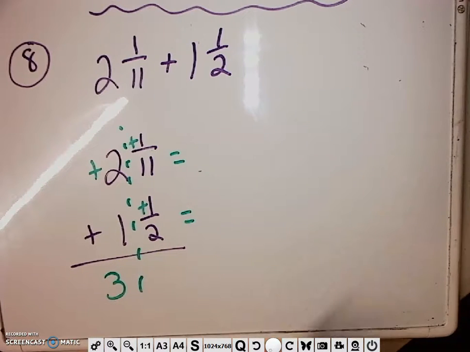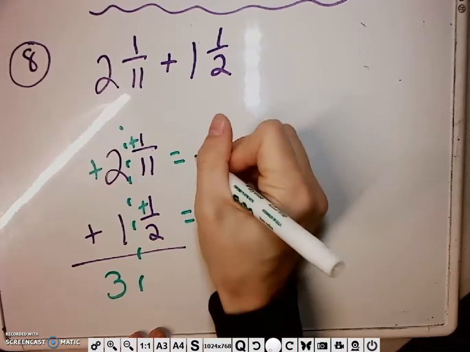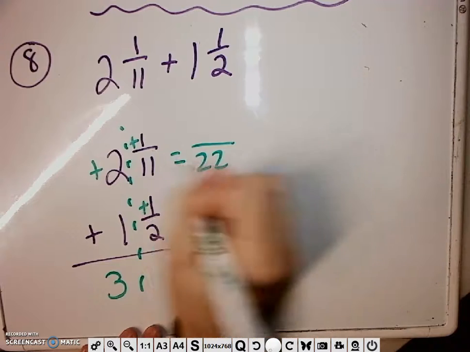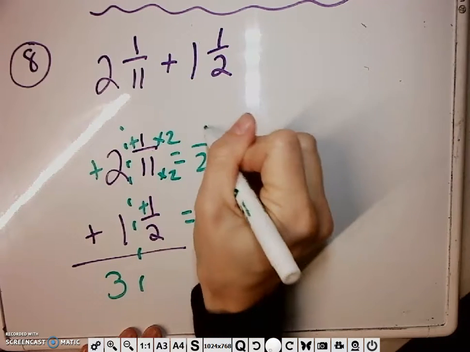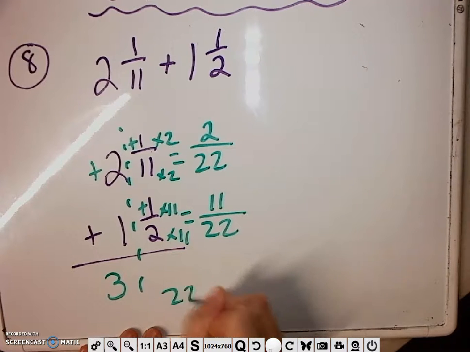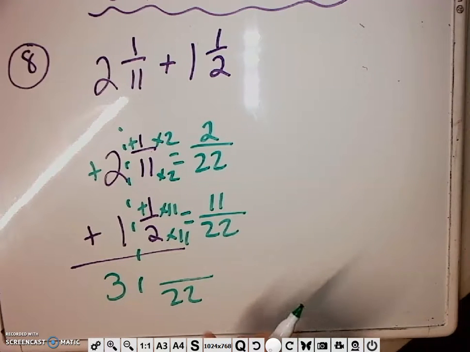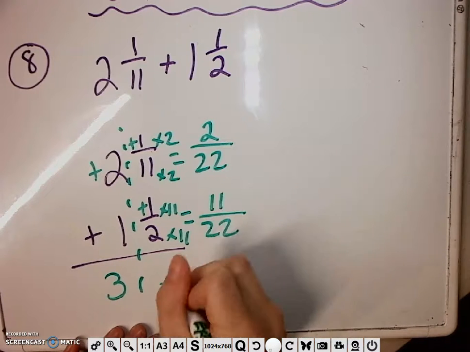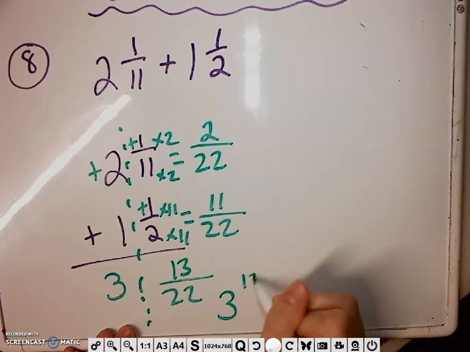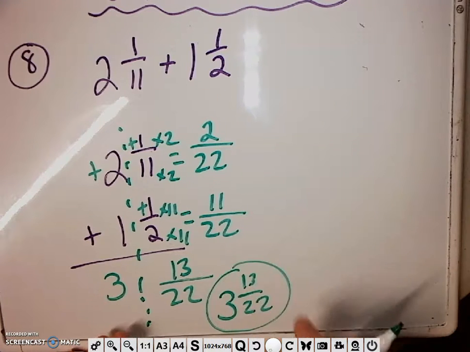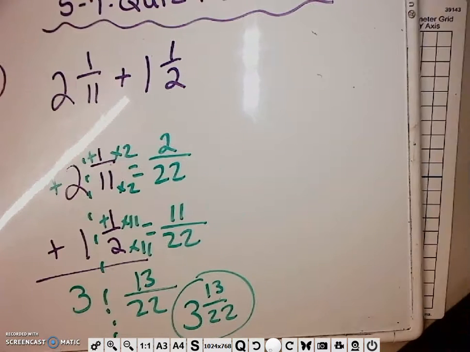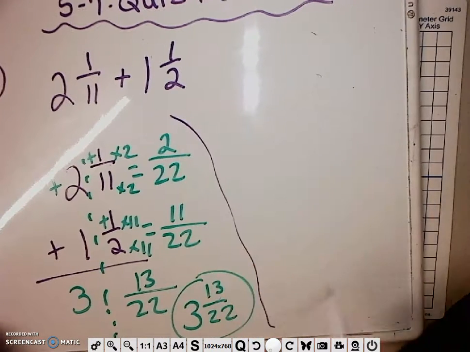And now I come over here and deal with the fractions. So 11 and 2, I have 22 in common as my common denominator. So 11 times 2 gives me 22, so 1 times 2 is 2. 2 times 11, 22, 1 times 11, 11. I write my common denominator and I add together those numerators. So 11 plus 2 is 13. So my final answer here, you guys, would be 3 and 13 over 22. That is a 3, believe it or not. Okay, there we go.